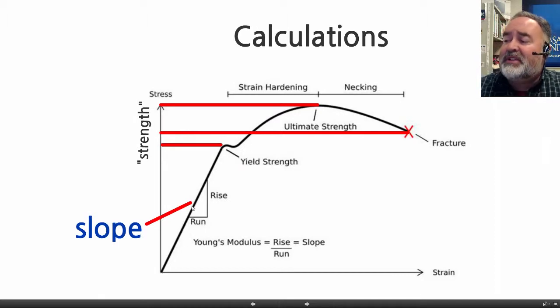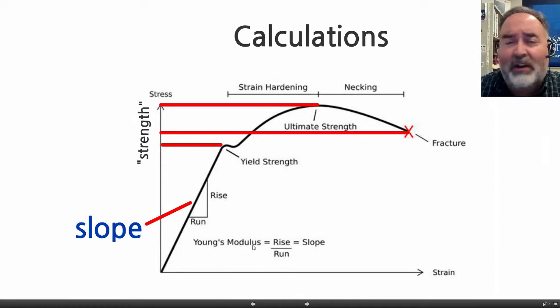Down here on this particular part, notice this slope is linear. We know how to calculate y equals mx plus b. We know how to calculate rise over run. And by the way, we talked about different values before, and we get yet another. We talked about Poisson's ratio before, and now we're going to talk about this ratio of rise versus run, and this happens to be called Young's modulus.